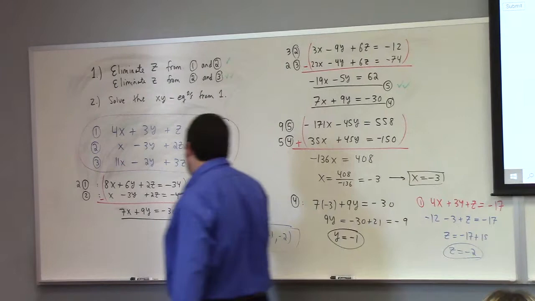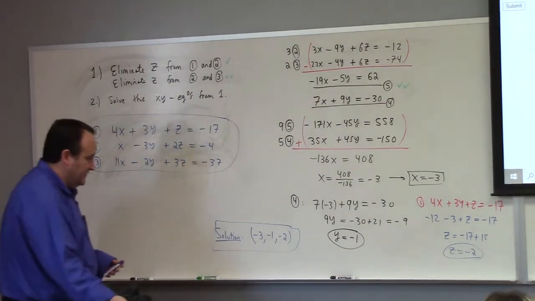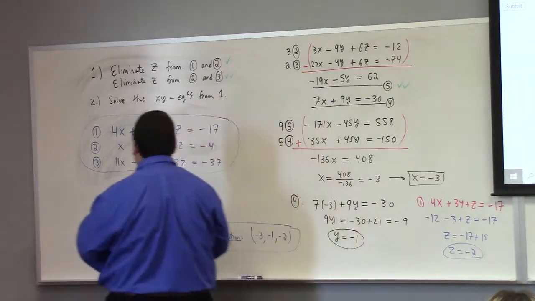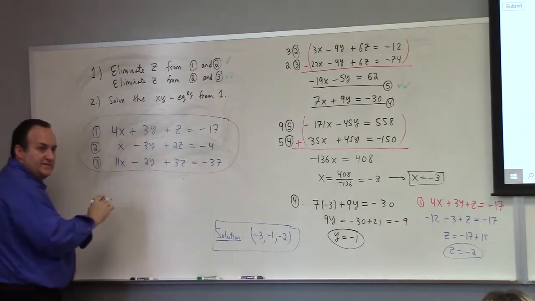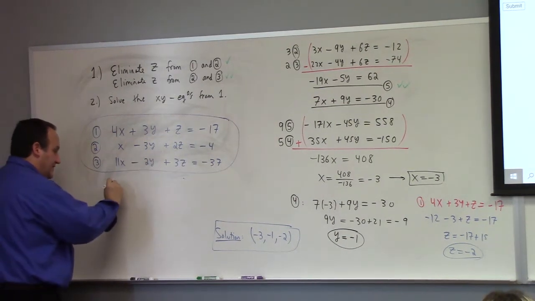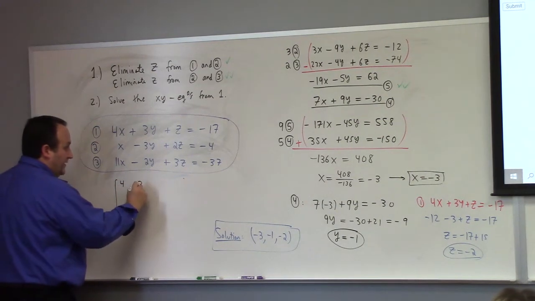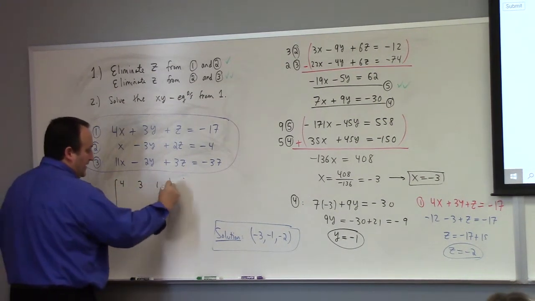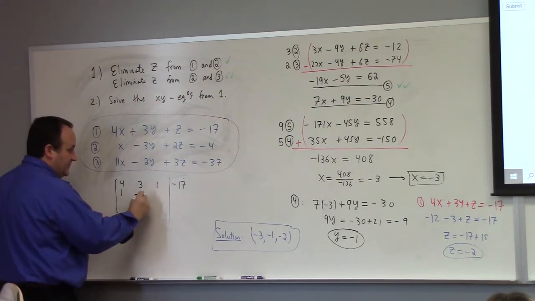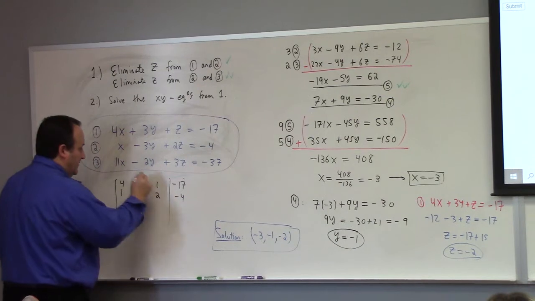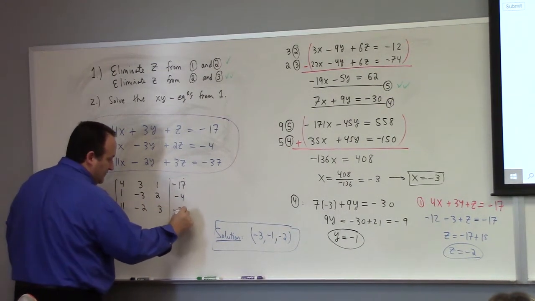So what you do is you write down what's called the augmented coefficient matrix. And the augmented coefficient matrix here is really, you have to put the equations in order in so-called standard form. But once you do that, you just strip the numbers off. So we get 4, 3, 1, minus 17. All right? And the next one you've got 1, minus 3, 2, minus 4. And the last one we've got 11, minus 2, 3, minus 37.